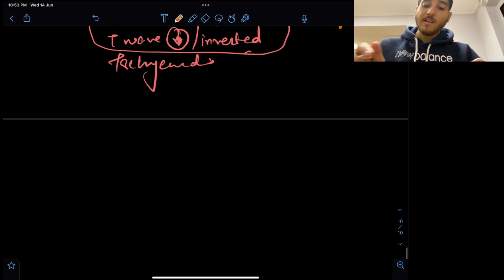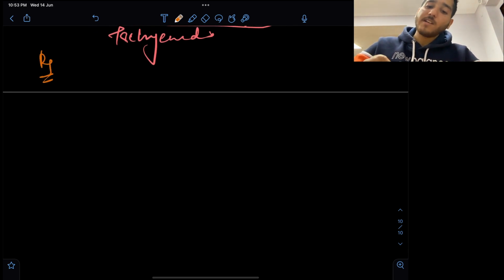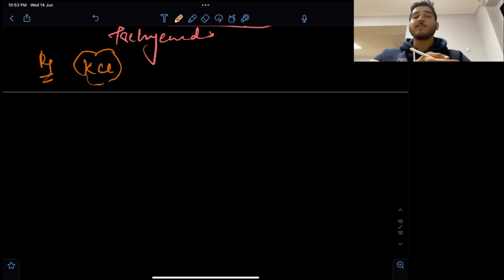For treatment of hypokalemia, you give KCl. There's a low potassium level in the serum, so you give potassium chloride injections.